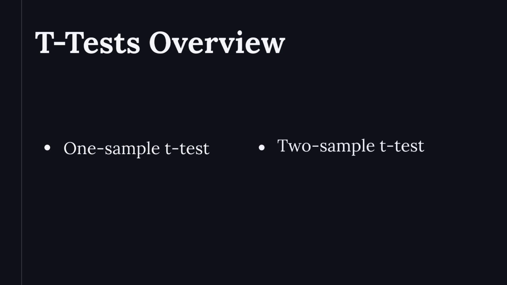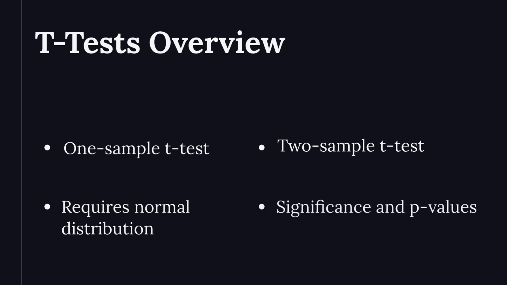Tests determine if there are significant differences between means. A one-sample test compares a sample mean to a population mean. A two-sample test compares the means of two independent groups. Tests require normal distribution and independent observations. Results are interpreted using significance levels and p-values.